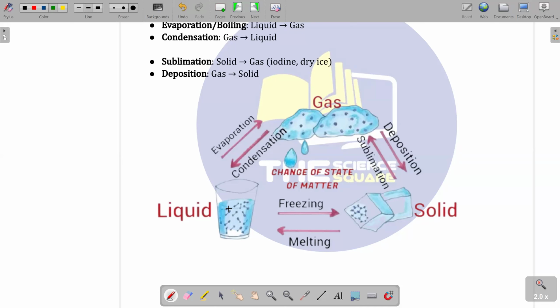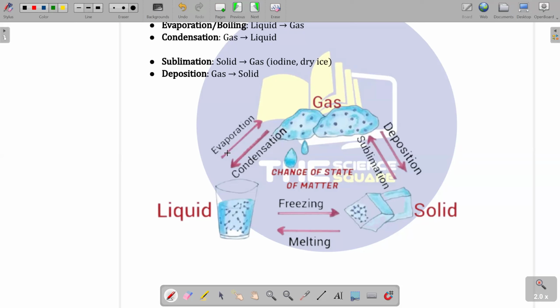Okay, similarly, we could have liquid turning into gas. That process is evaporation, or as in the case, we could say vaporization. So liquid turning to gas, evaporation, while gases turning back into liquid follows a process called condensation. So condensation is a process whereby gas turns into what? Directly into liquid.